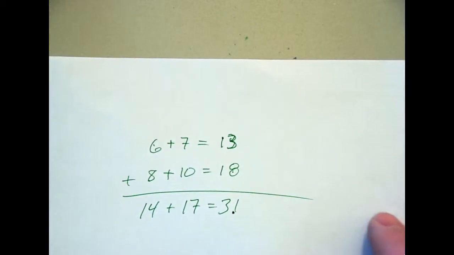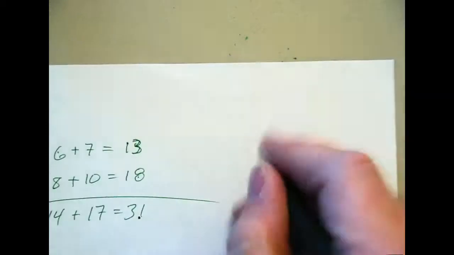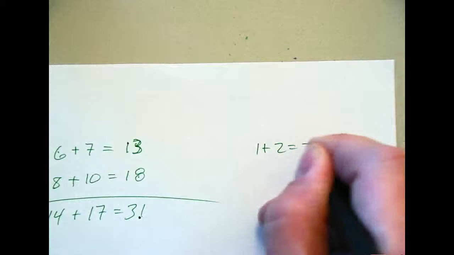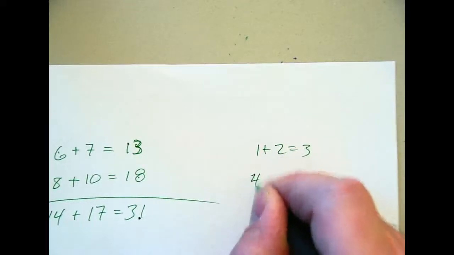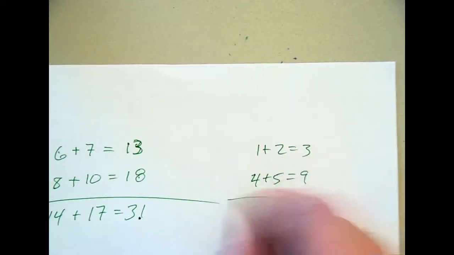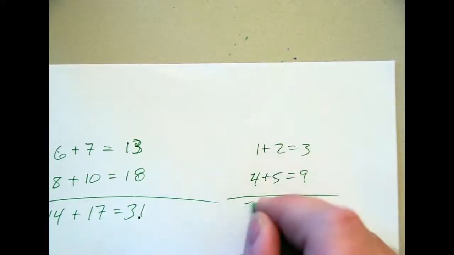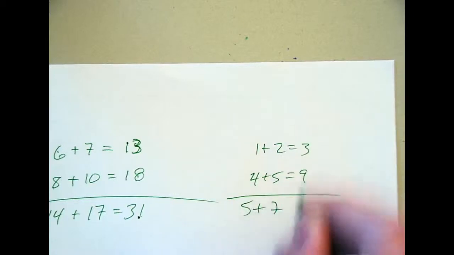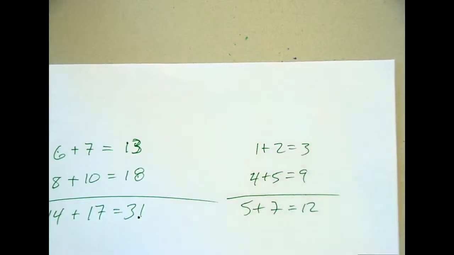Okay, and you could test, we could use some smaller numbers. 1 plus 2 is 3. 4 plus 5 is 9. And we get 5 and 7 and 12. Is that true? Yeah. Okay, so all those are true. So that's kind of the foundation you're doing here.